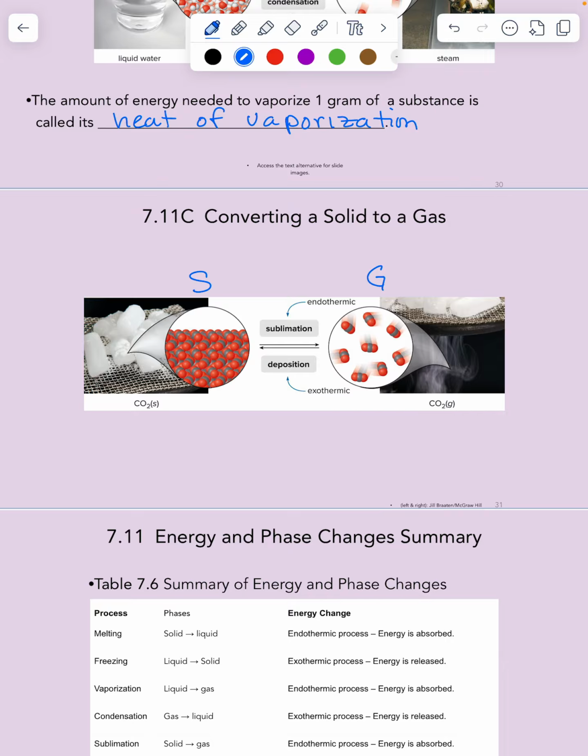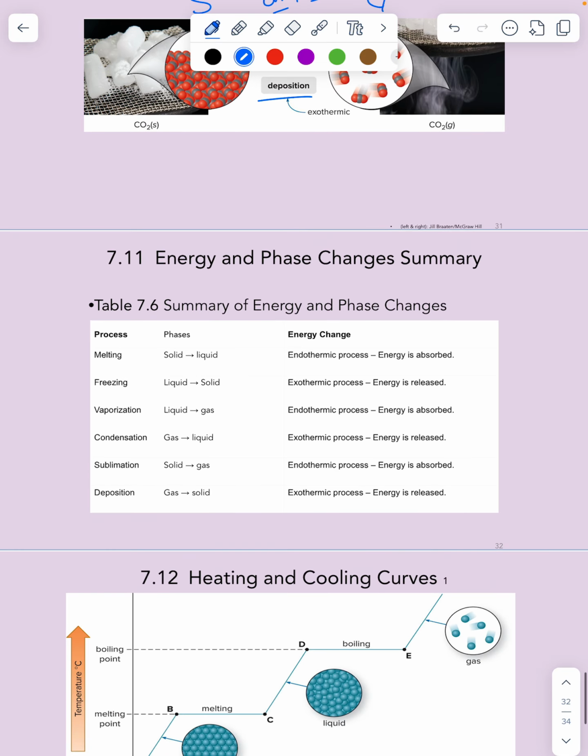And then going the other direction from a gas directly to a solid is called deposition. So these two terms you need to be familiar with, sublimation and deposition. The next page has a summary of all the different phase changes, and it also indicates whether it's endothermic or exothermic. So this would be something that you should study. You should know all the different names of the processes, and whether each is endothermic or exothermic. So be sure and look over that chart.